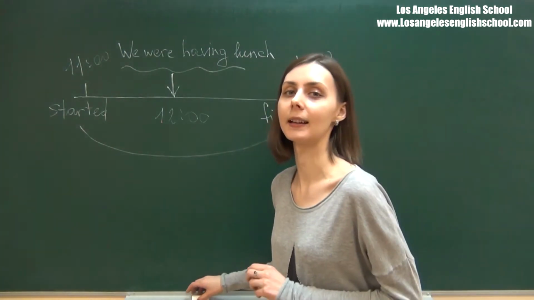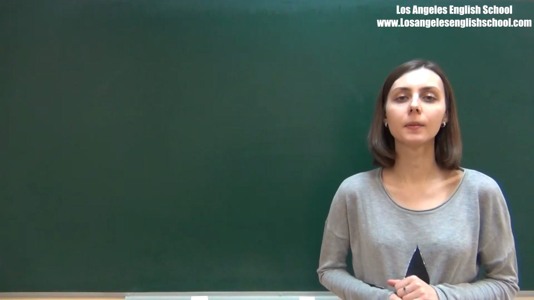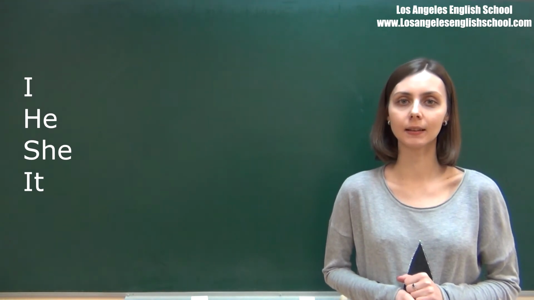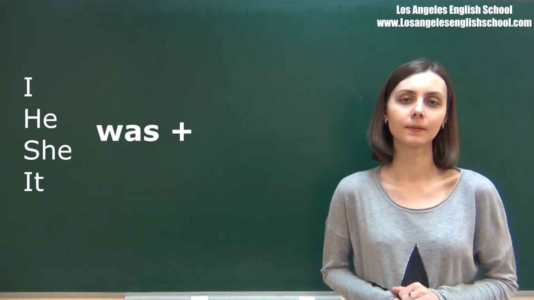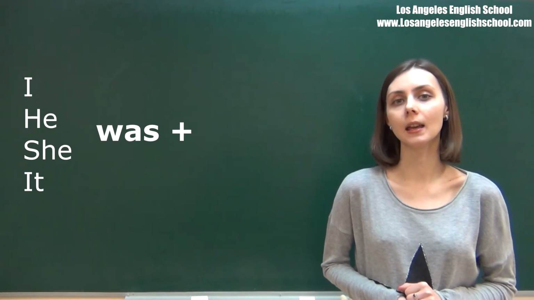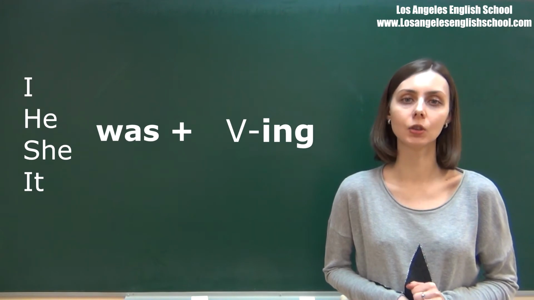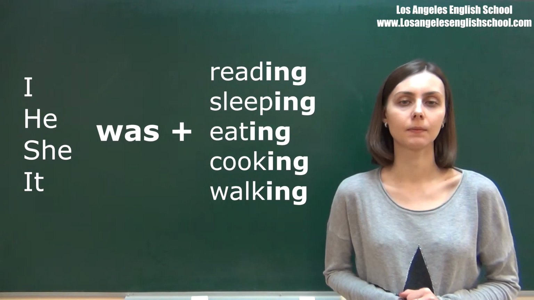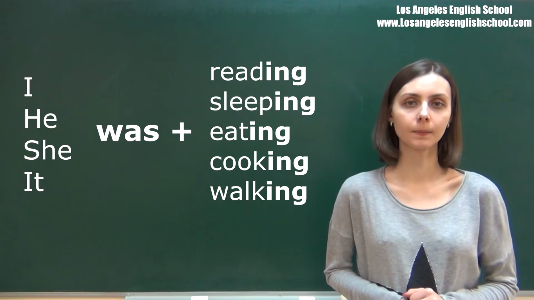Now let's have a look at how to form the past continuous tense. For the positive sentences, for I, he, she, and it, you need to use the verb was. I was, he was, she was, it was, plus a verb with the ing ending. Reading, sleeping, eating, cooking, walking.